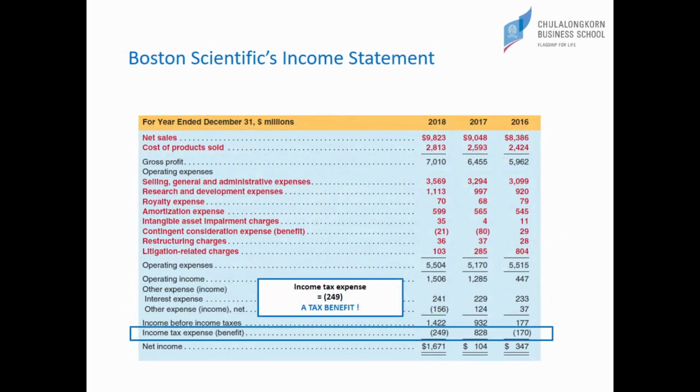And the income tax expense in this case is negative 249. Okay, so maybe this company has some deductions or maybe tax credits. That's why we have this tax benefit in this case. This is 249.